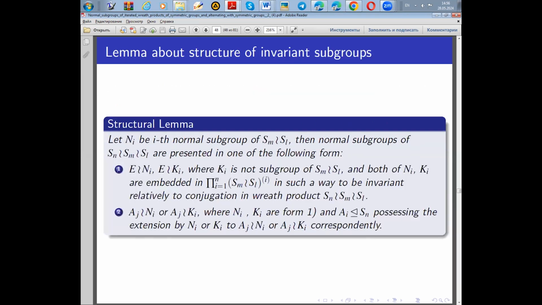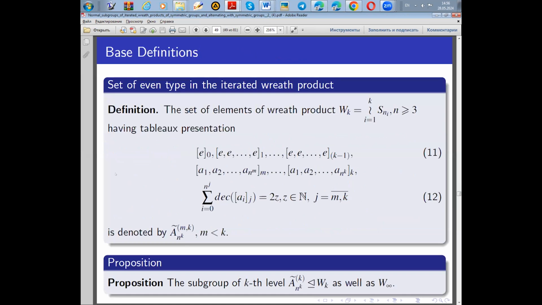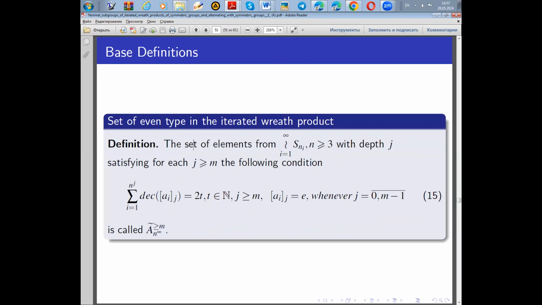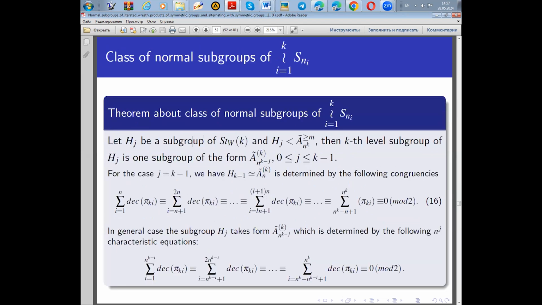Firstly, we can introduce topology, but I have shown it, and let me show the structures of subgroup H_g tilde greater than M and K, which has on K minus 1 level such subgroup A tilde and K, determined by the following congruence. If A tilde K n, only n here index n, then the sum from 1 to n of decrements is congruent to the sum from n minus 1 till n, and so on. We see the sum of n components or n add-ons congruent to 0 modulo 2.